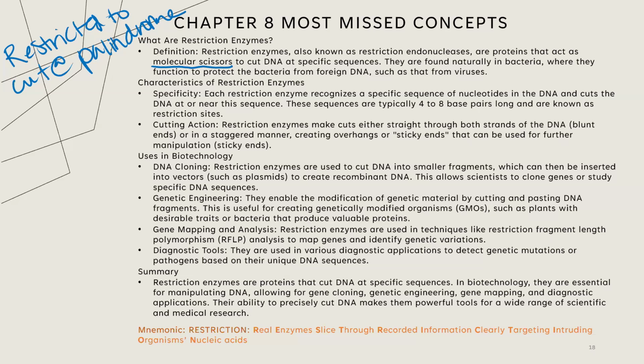So characteristics are going to be specificity. We're only going to be cutting at specific palindrome sequences, easy enough. And the cutting action, the one that we were definitely more interested in, was creating those sticky ends, so single strand overhangs, because of how it cuts. Remember, if it was A, G, G, C, C, T, you could fold it over and it would still work that way. And its complementary strand would be T, C, C, G, G, A. You could make this up if you understand the rules of it.